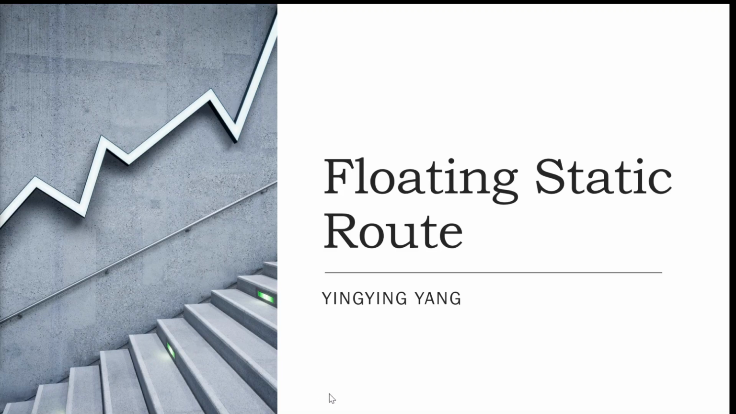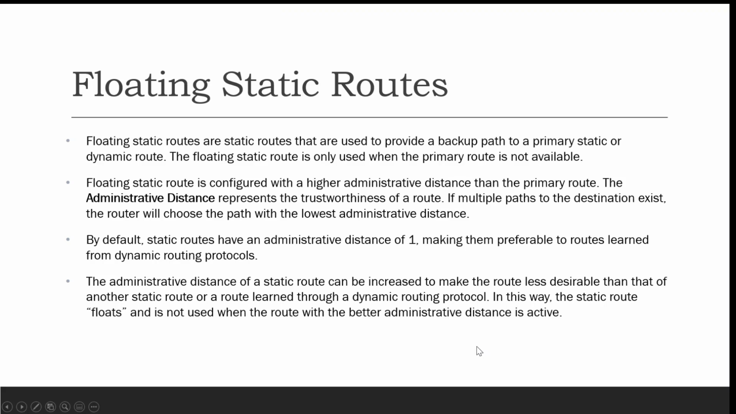In this video, we are going to look at how to configure floating static route for IP version 4. The floating static route is a static route that is used to provide a backup path to a primary static or dynamic route. So the floating static route is only used when the primary route is not available.